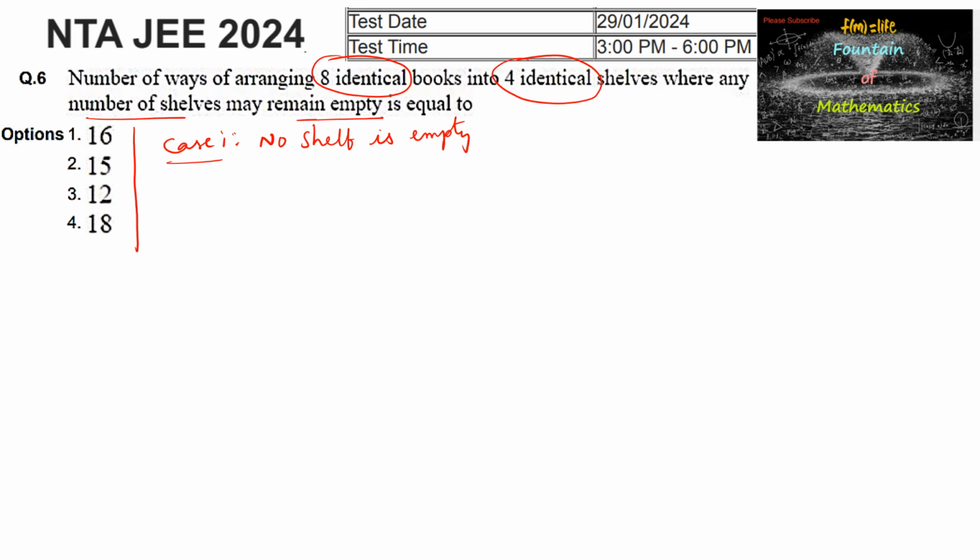Since no shelf is empty, minimum one book can be placed in each of the 4 shelves. So let us place 1, 1, 1. So remaining books are 5. And let us take 1, 1, and here it is 2, so here it can be 4. And 1, 1, if I take 3 books here, so remaining can be 3 books here. So 1, 1, 3, 3.